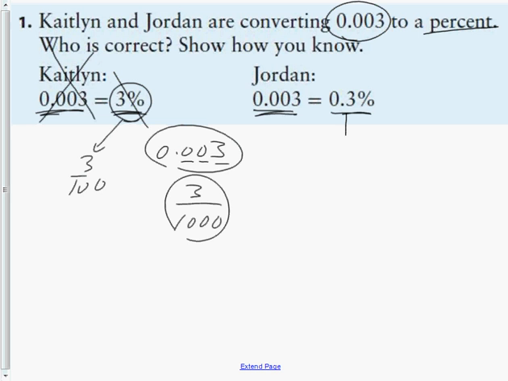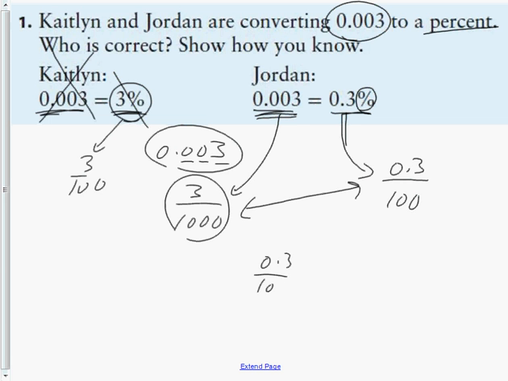But if we look at this, because this number is this, I'm going to say 0.3%. Percents are out of 100, so 0.3 would be there. And I want to ask myself, are these two things the same thing? So 0.3 out of 100, if I wanted to make it into an equivalent fraction out of 1,000, I would multiply by 10, and multiply by 10, and I get 3 out of 1,000, which proves that Jordan was correct. That 3 thousandths is really less than a percent. It's 0.3%.